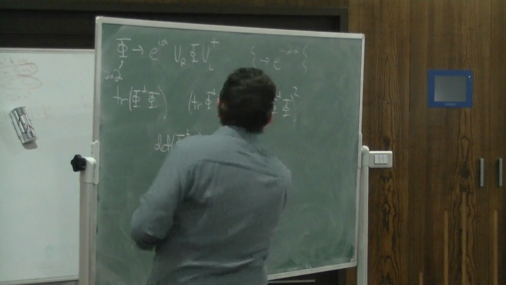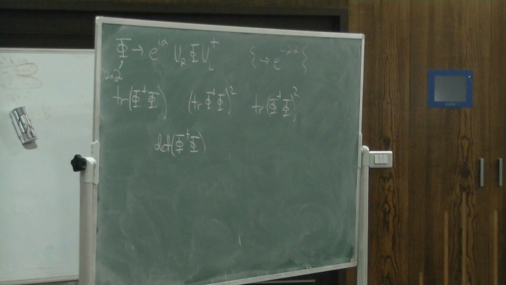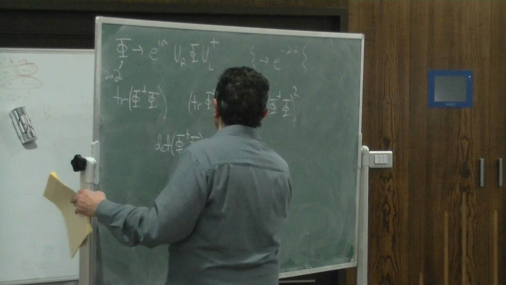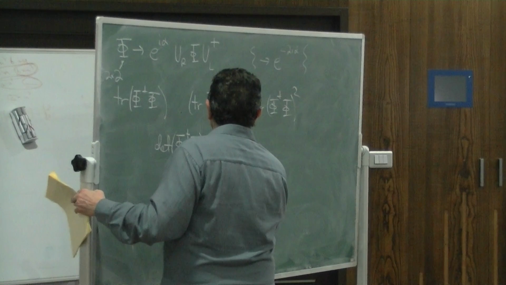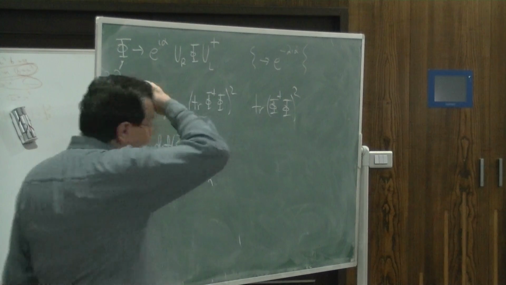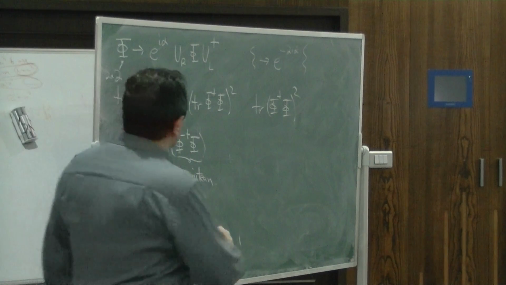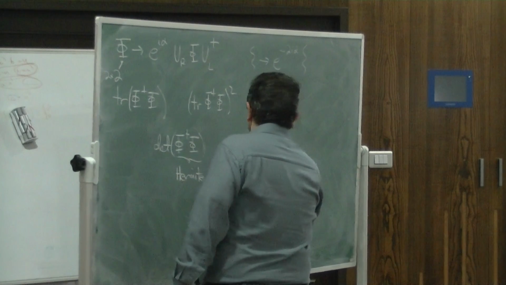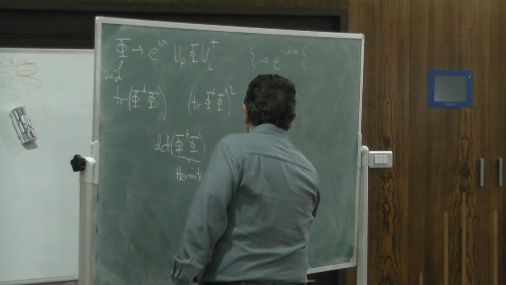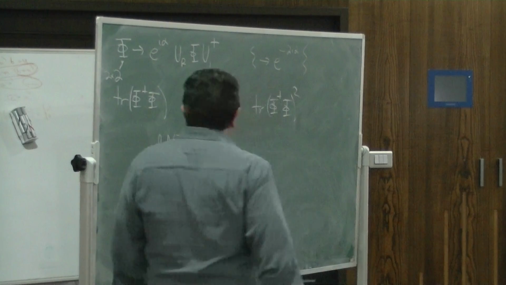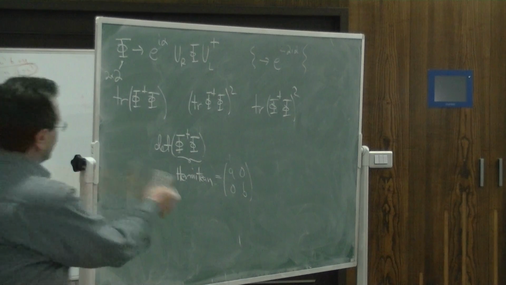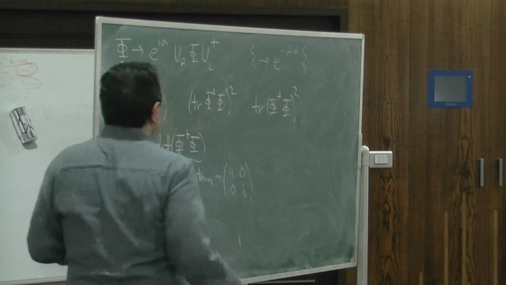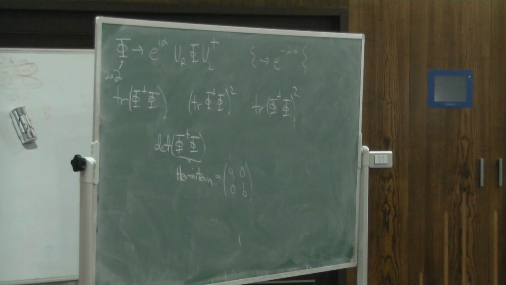Phi is an arbitrary complex matrix, so I don't know anything about phi. But phi dagger phi is Hermitian, and what that means is I can diagonalize it. So I can take phi dagger phi equal to a matrix A, B, 0, 0. Because A and B have to be real.